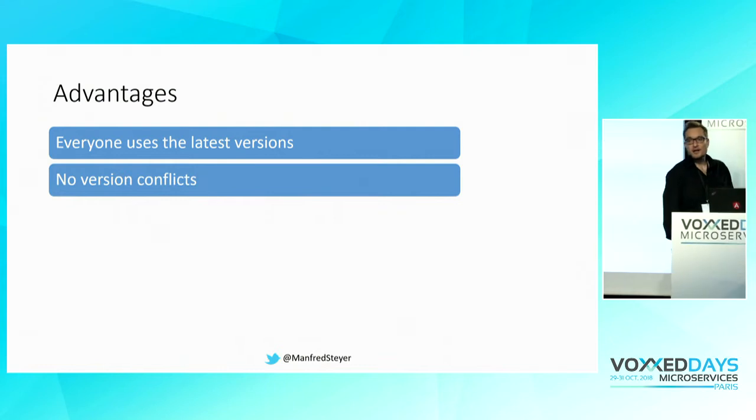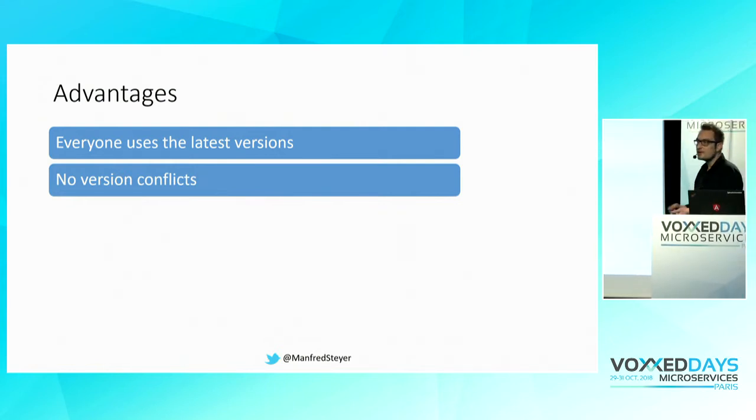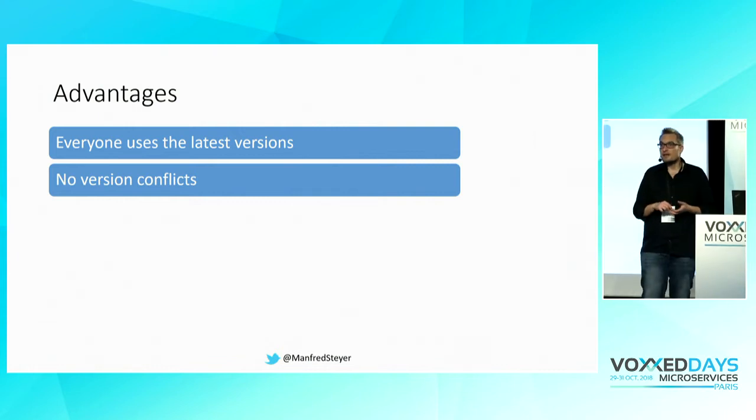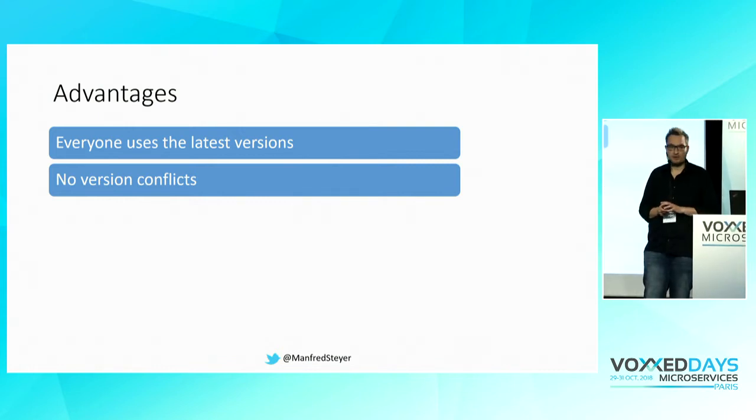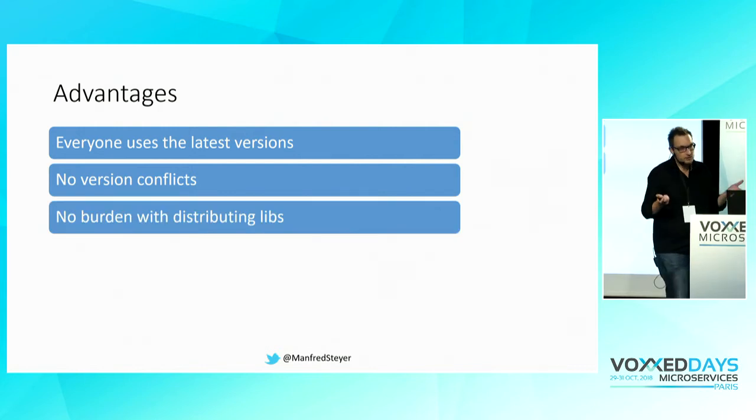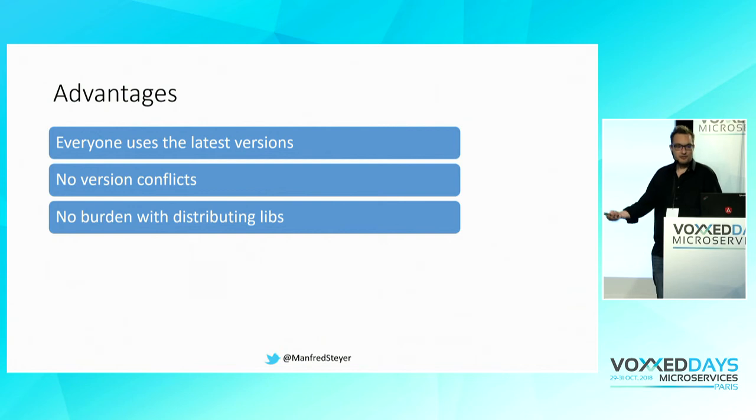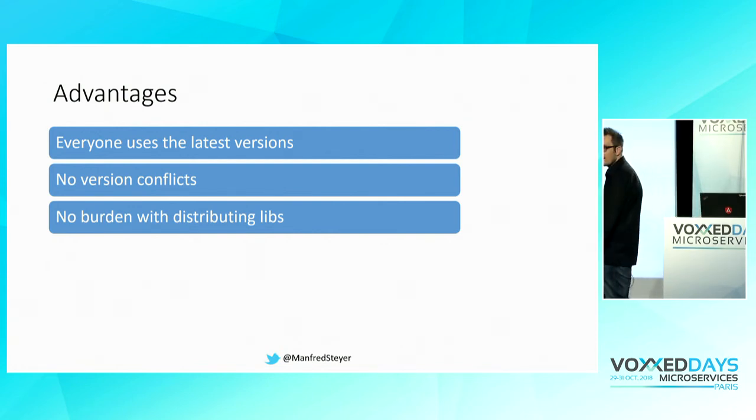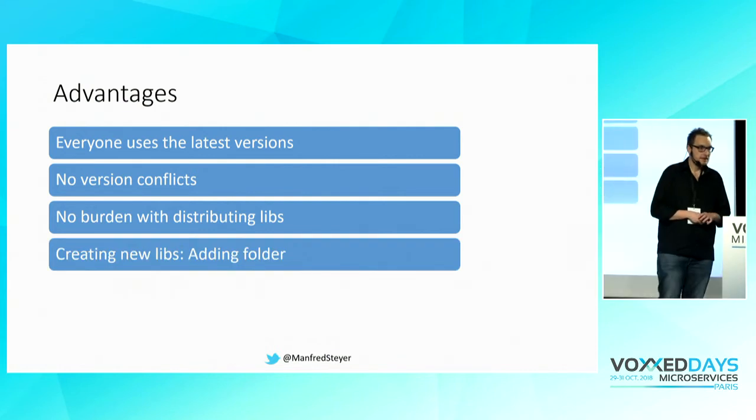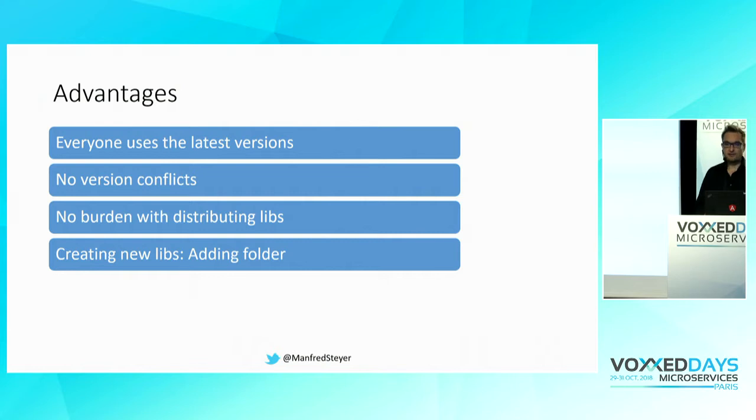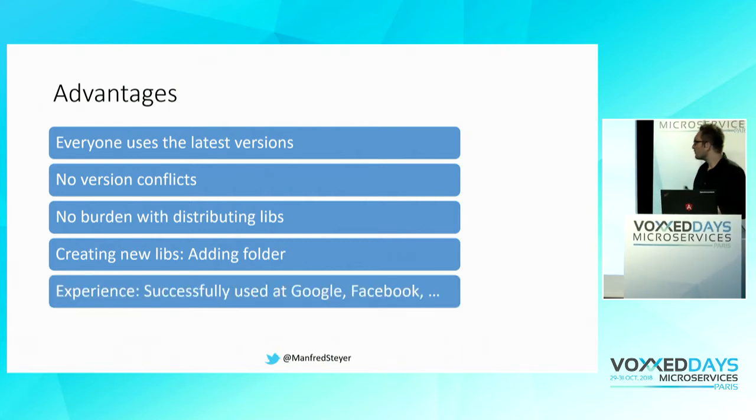And you don't end up with version conflicts because each and every framework, each and every library you are depending on is placed into this node modules folder. And you don't have the burden with distributing libraries. Just save your modifications and all the other subprojects can access it.